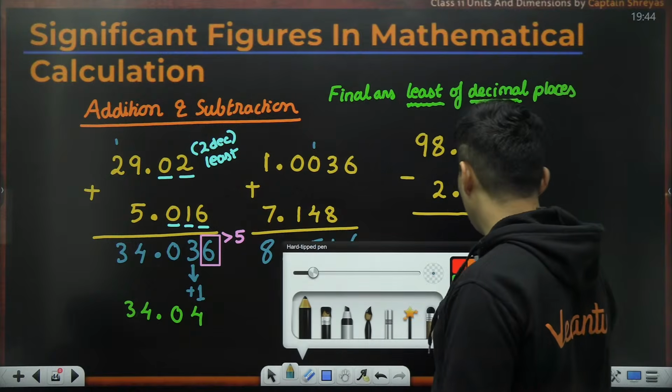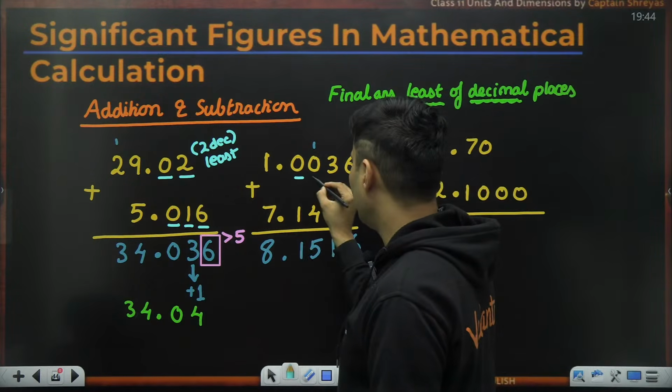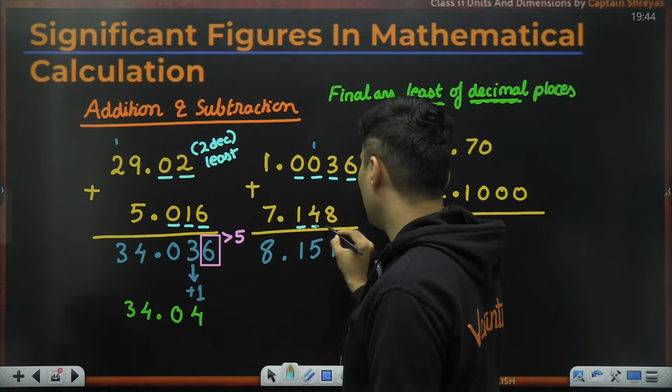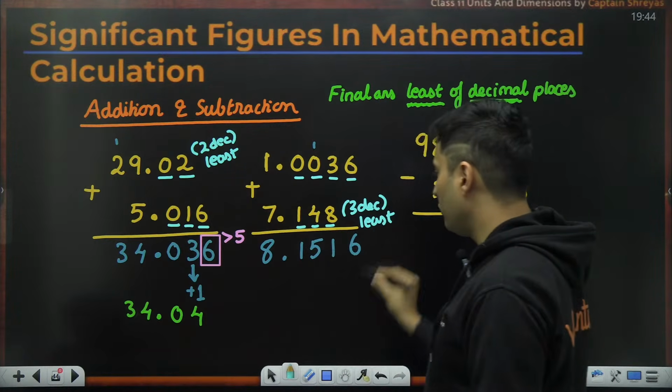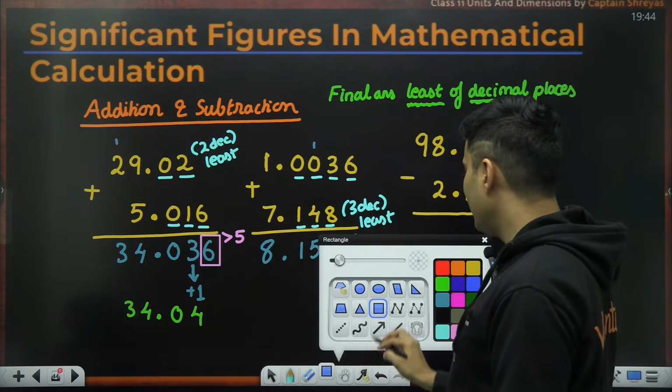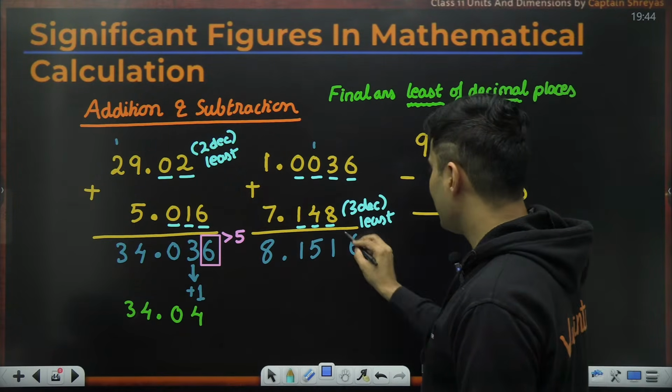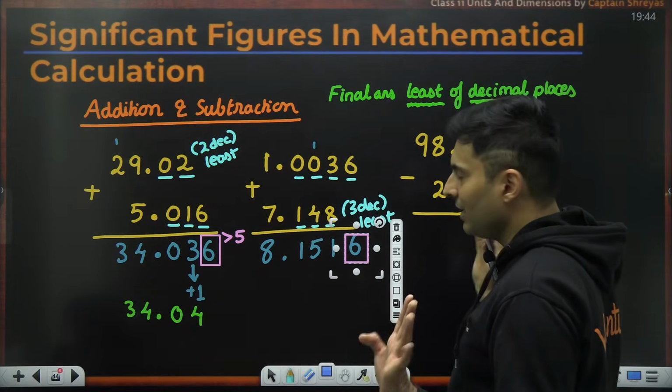I will now count the decimal places. 1, 2, 3, 4. 1, 2, 3. So 3 decimal places is basically the least. So I can't have 4. I need to have 3. So I need to get rid of something. I can see I have to get rid of the number. Coincidentally, it is 6 only.